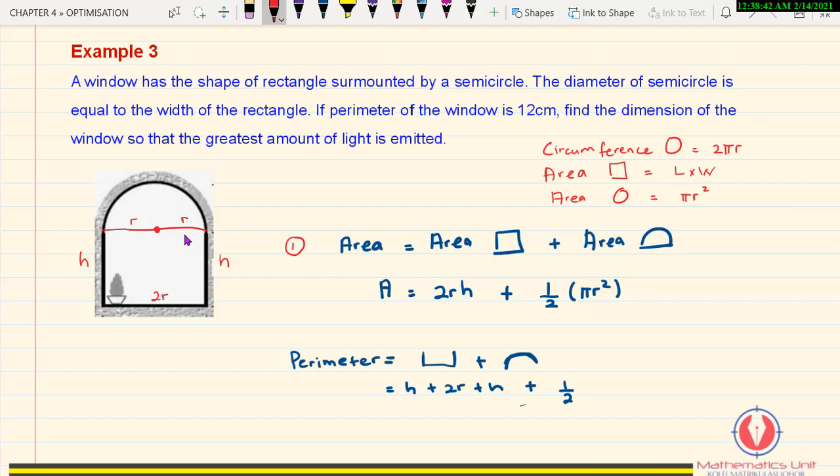So this is a semicircle. That is 1/2 multiplied by the circumference of a circle, which is 2 pi r. Now you can simplify that, and that would be 2r plus 2h plus pi r. And this perimeter is equal to 12 centimeters.